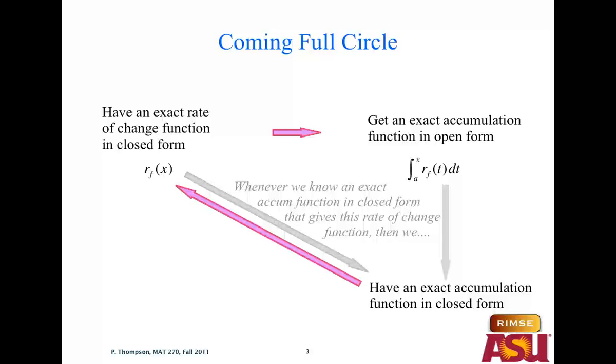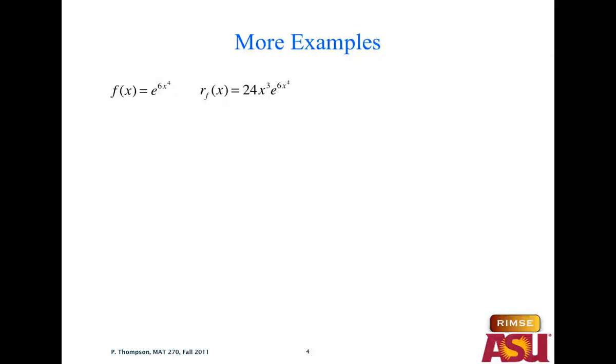So in order to have this gray arrow, we needed the pink arrow first. We needed these rules that got us exact rate of change in closed form from exact rate of change in open form. And so now we have the other direction. We can get exact accumulation in closed form from exact rate in closed form. Okay, so let's try another one.